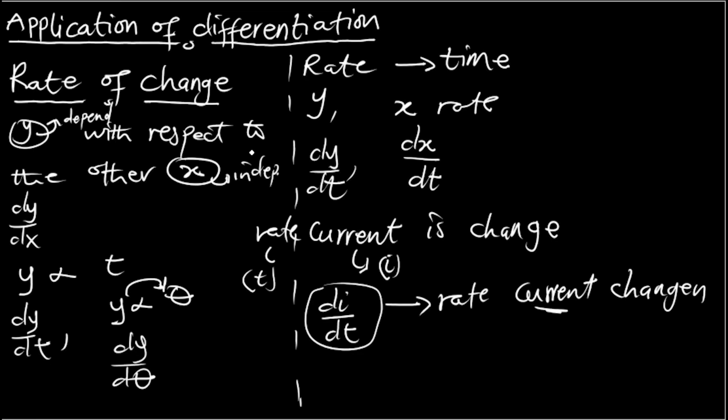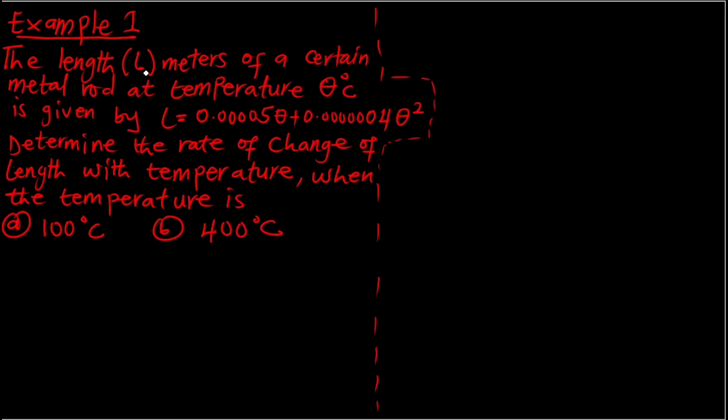So let's look at some examples that we will solve with this approach. The length L meters of a certain metal rod at a temperature theta degrees Celsius is given by this formula. Determine the rate of change of length with temperature. Do you see that? The length is changing with temperature. But if it was just the rate of change of length, that would be length changing with time. But here it was specific with temperature.